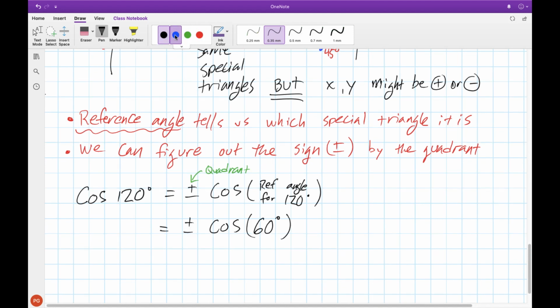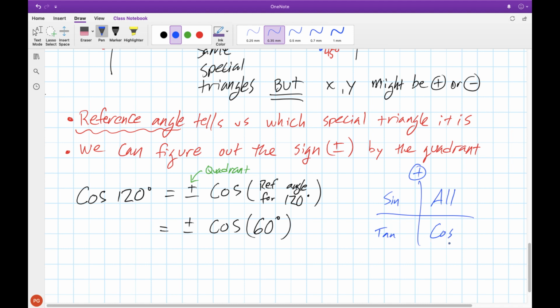To figure out our plus or minus, what we need to do is go back to that diagram that we drew that tells us which quadrants have positive trig ratios. So this tells us where it's positive. This has all of our trig ratios positive, just sine is positive, just tan, just cos positive.